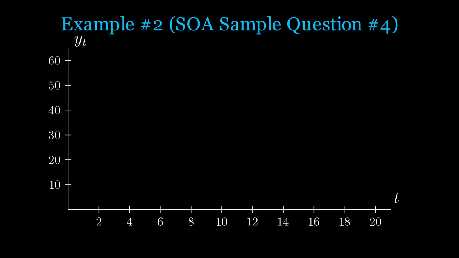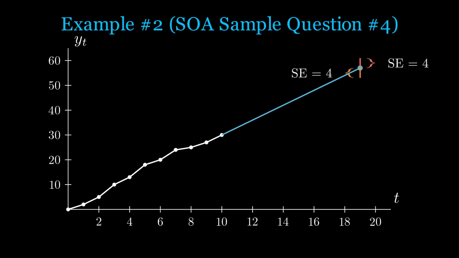Let's see what this looks like on a graph. Here is the observed path of the random walk from time 0 to 10. The point forecast continues with the average drift of 3 per step, reaching 57. At step 19, the standard error is exactly 4 units. Note that this is not the prediction interval width, since we haven't adjusted for the confidence level. The question simply asked for the standard error, not the prediction interval.